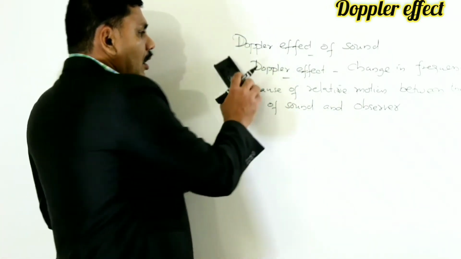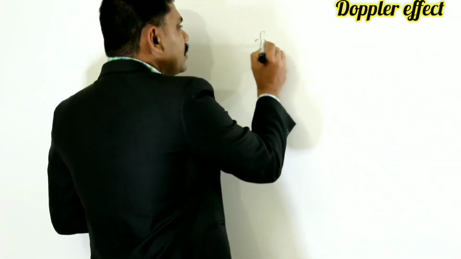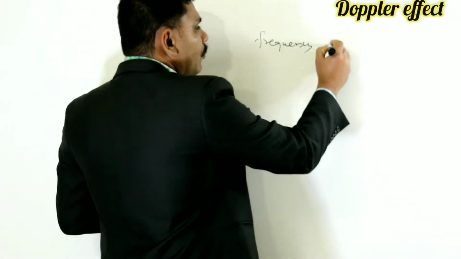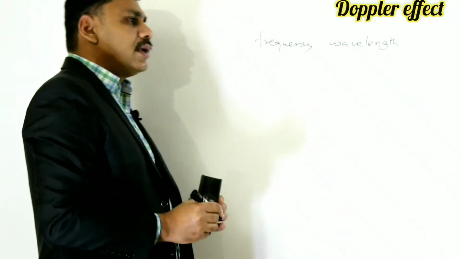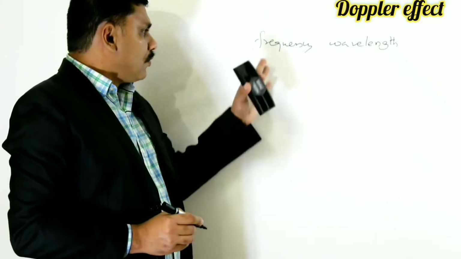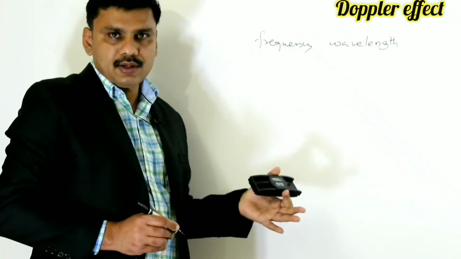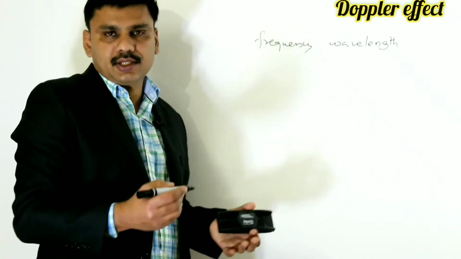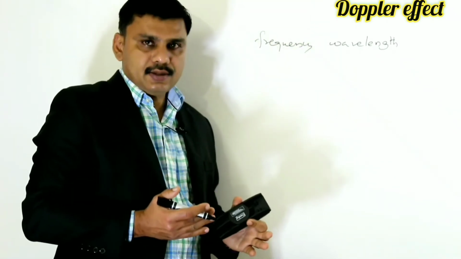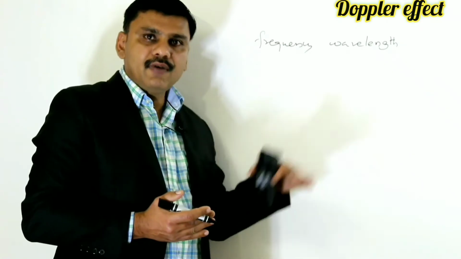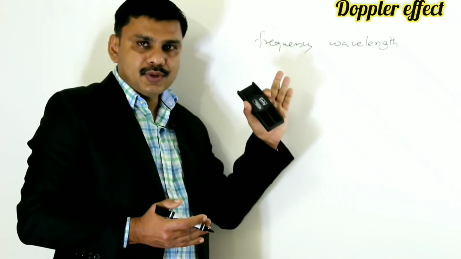Another thing you have to remember: frequency and wavelength. You studied frequency and wavelength in lower classes. They are reciprocal to each other. That means if the frequency is more, wavelength is less. If the frequency is less, wavelength will be more. So that thing you have to remember.